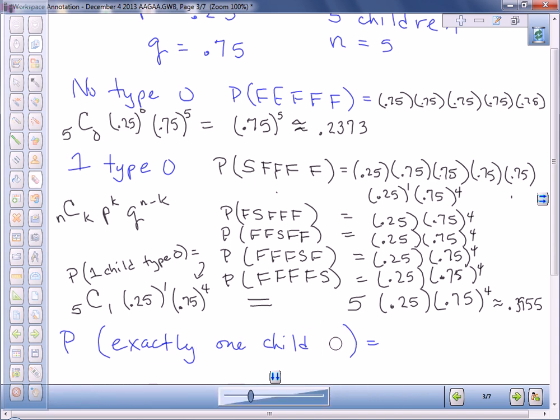Well, I was showing you the long way so that you could see why the formula works. Right. Yep. So that's why we multiplied it by 5, because there were 5 different positions for that one successful child.